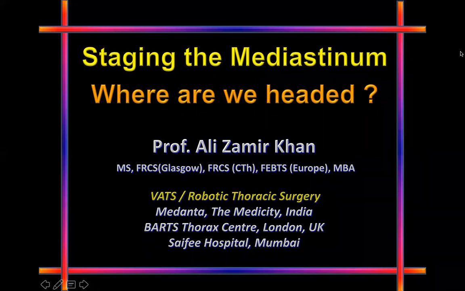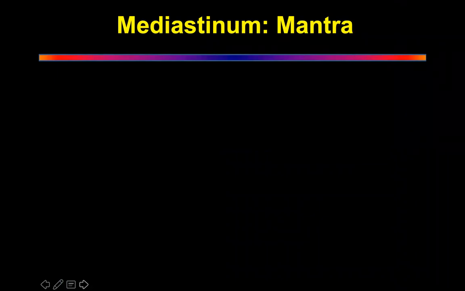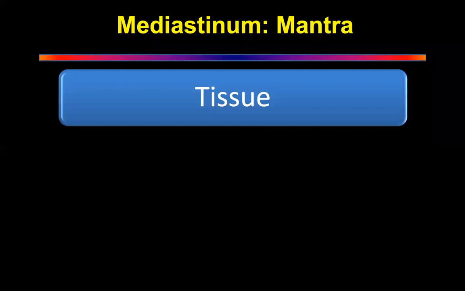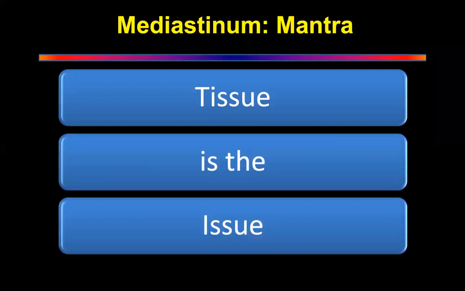So staging the mediastinum, it is quite important to understand how to stage the mediastinum. But this whole topic will not be understood if you do not know the various levels of mediastinoscopy. So it's quite important. In the mediastinum, the most important thing is tissue. You need tissue. Now I will ask you, why do you need more tissue in staging the mediastinum?